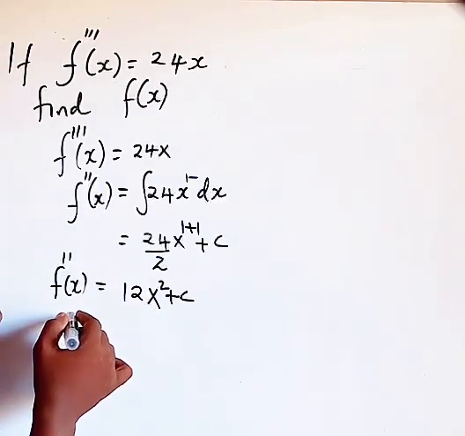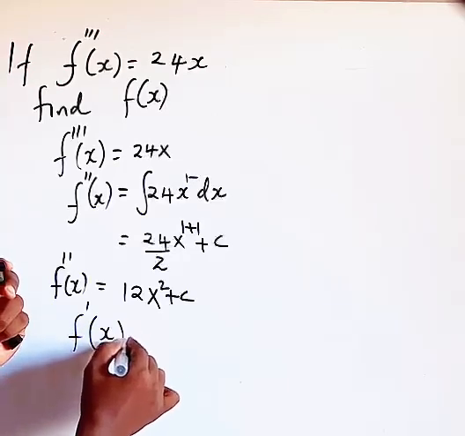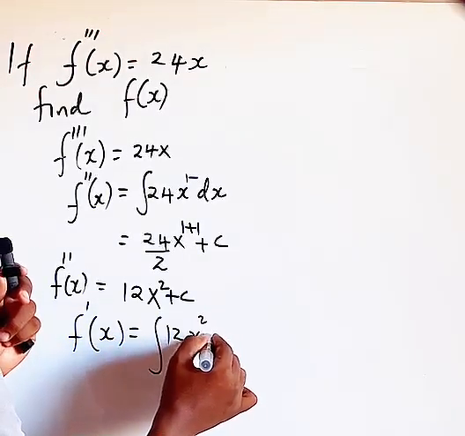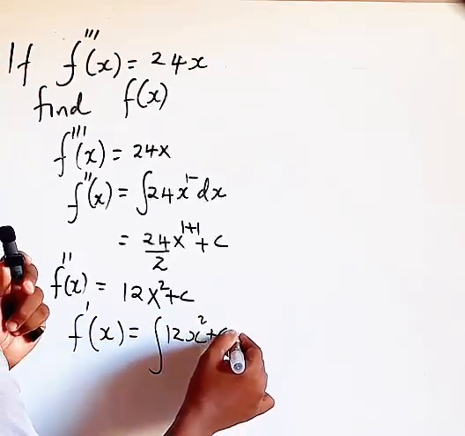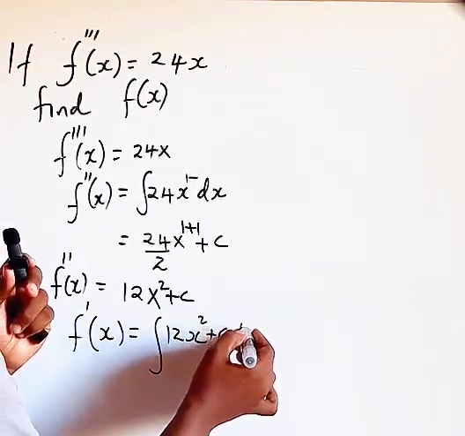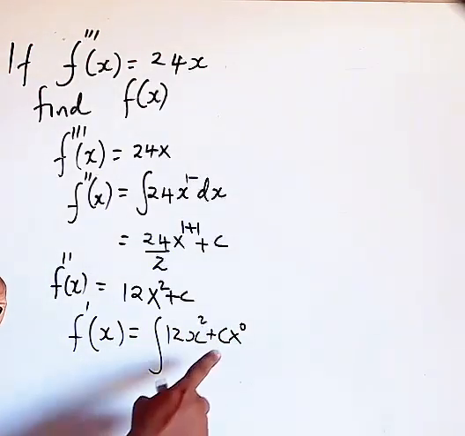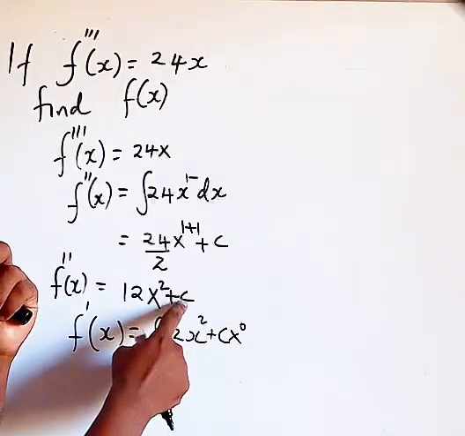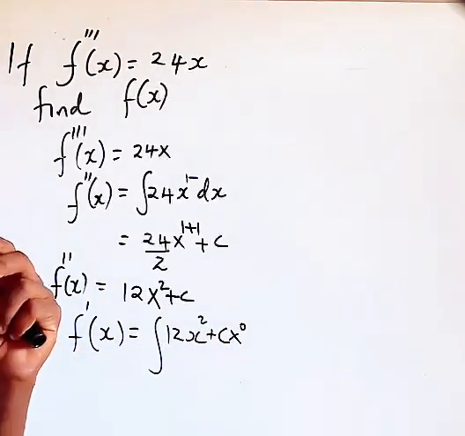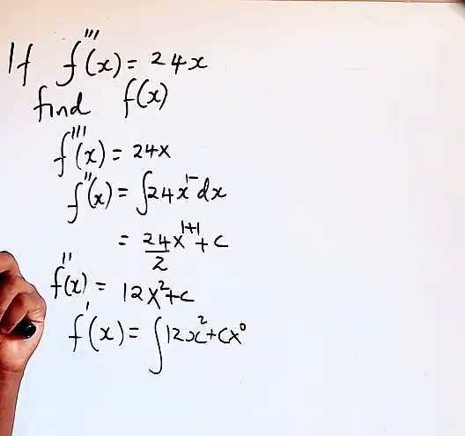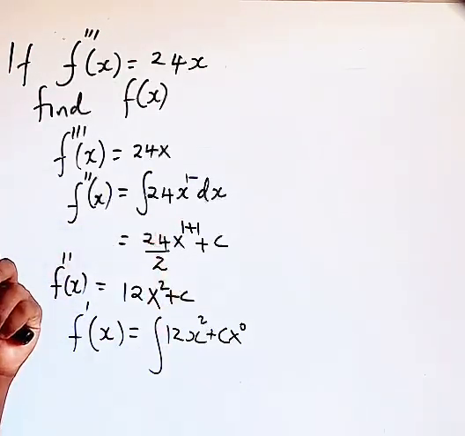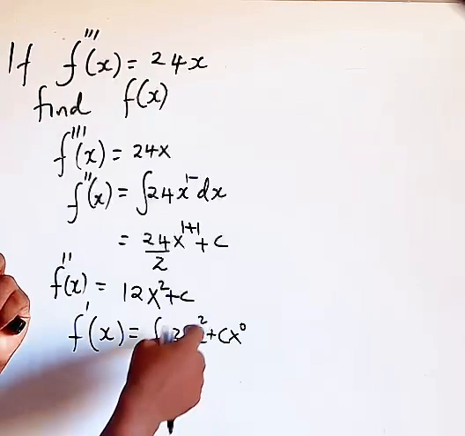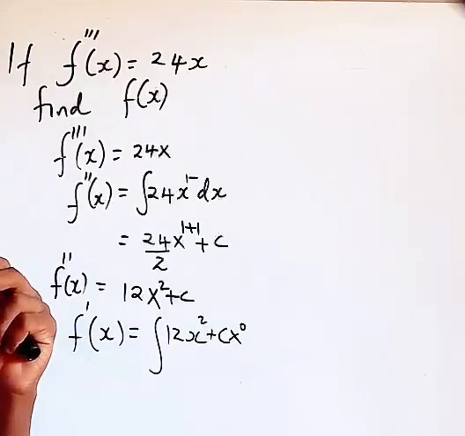So to get the first derivative, f prime of x is the same as integrating the second derivative, 12x squared plus this constant. It has an x, but the power of x in this case is 0. Since any number raised to the power of 0 is 1, then c times 1 is just c. So there's no difference between this one and this one in this case. So having said that, we repeat the same process we did before by increasing the powers of the variable x by 1 and then dividing the overall power by the coefficient of x.